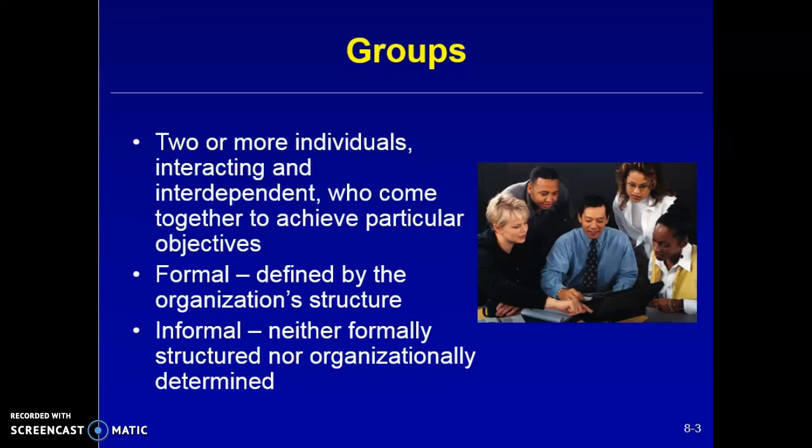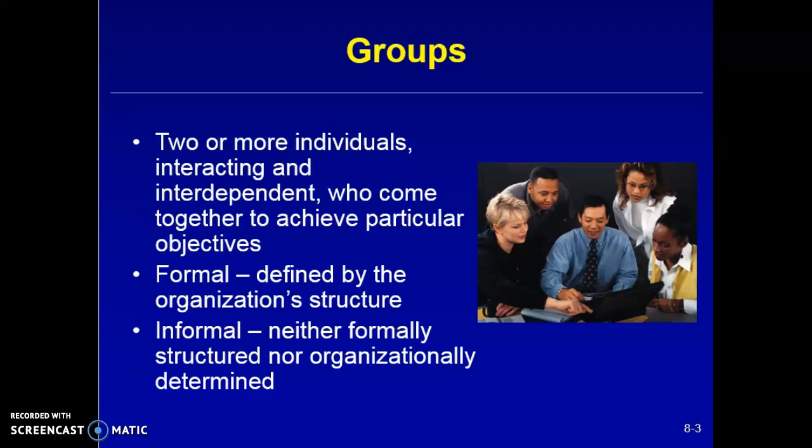So when we look at groups, we know that it's two or more individuals interacting and interdependent who come together to achieve a particular objective. And we also know that we can break those groups down into two different groups. We know that there is a formal group, and a formal group is defined by the organization structure and designed for work establishments to get tasks done. And in these groups, acceptable behaviors are stipulated by directing toward organizational goals.